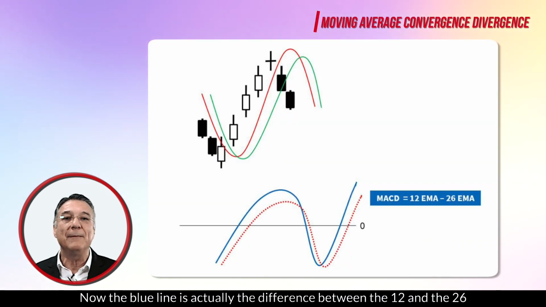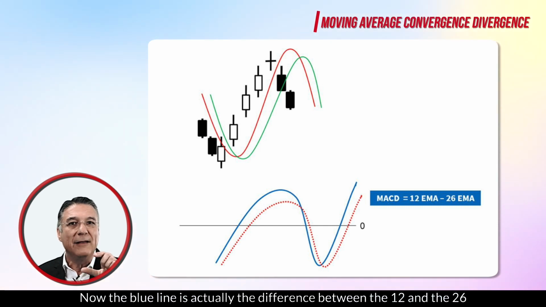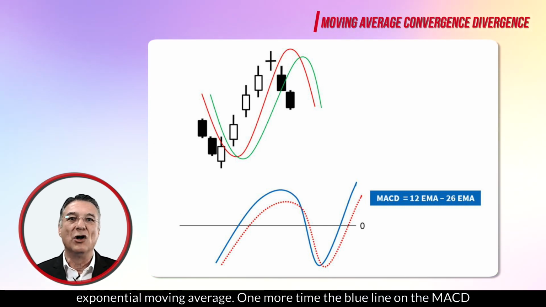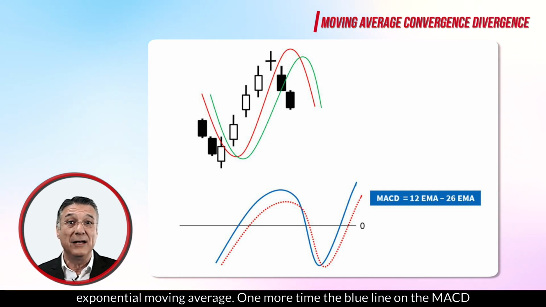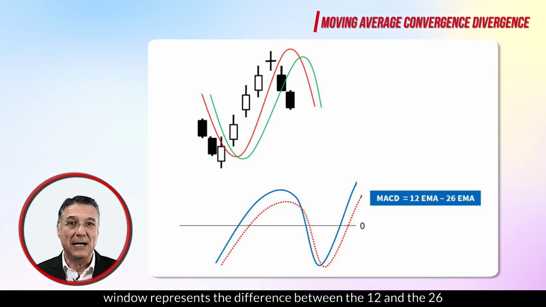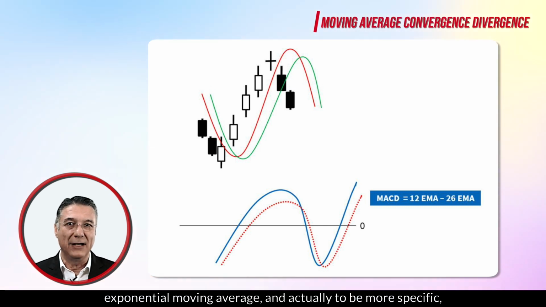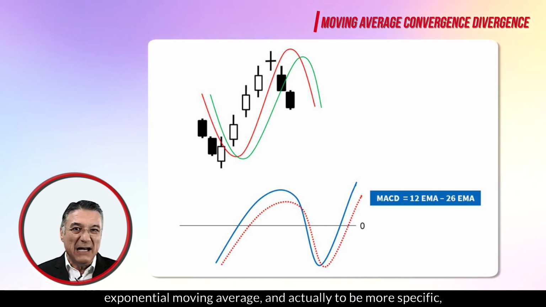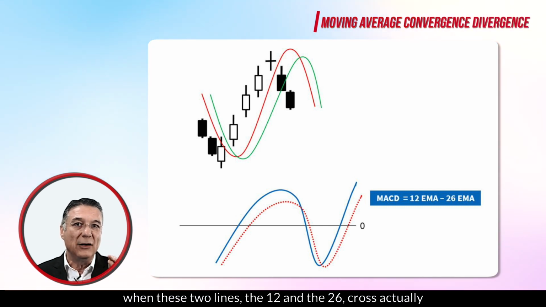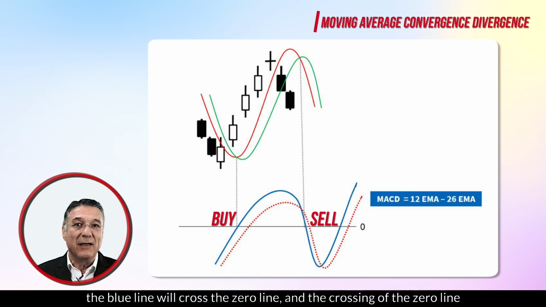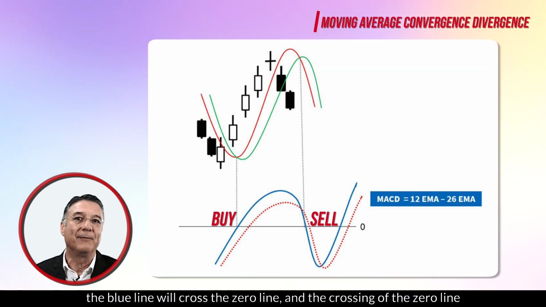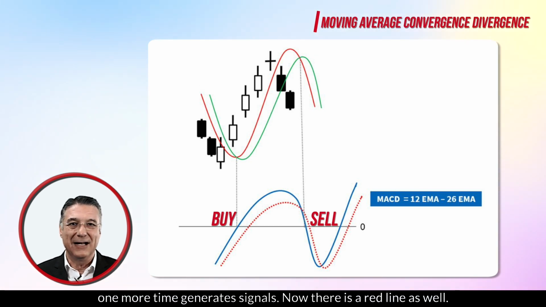Now, the blue line is actually the difference between the 12 and the 26 exponential moving average. One more time, the blue line on the MACD window represents the difference between the 12 and the 26 exponential moving average. And actually, to be more specific, when these two lines, the 12 and the 26, cross, the blue line will cross the zero line. And the crossing of the zero line, one more time, generates signals.